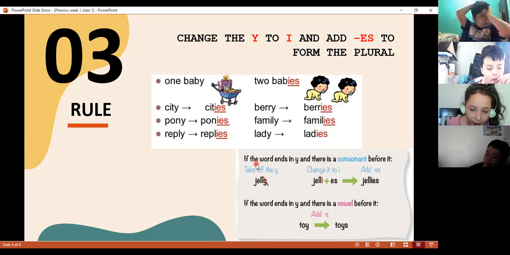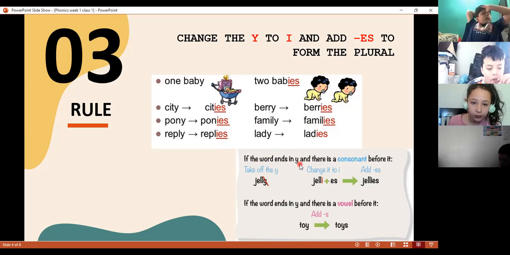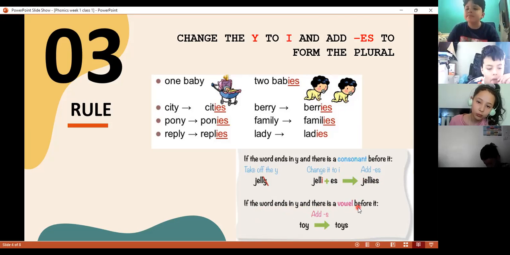But it says, if the word ends in Y and there is a consonant before it, take out the Y. So look at this. All of them have a consonant: T, N, L. So that's why, like jelly, jellies. But what happens if the word ends in Y and there is a vowel before? We just add the S, like toys. So we need to take care.